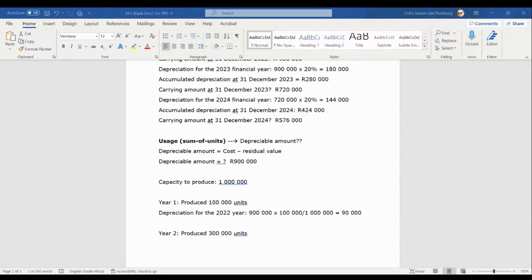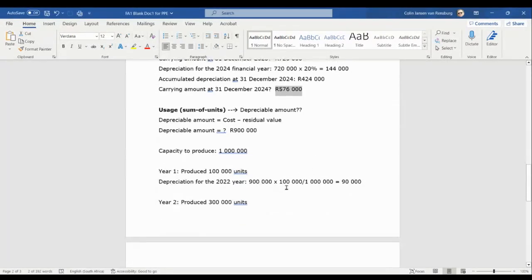Now, so you get the idea, let's look at year two. They say in year two we've produced 300,000 units. So what percentage? Now this is just in this year, not in total. This is not cumulative. We'll talk about cumulative in a little while. So just in the 2023 year, which is now year two, let's say we have used 300,000 units.